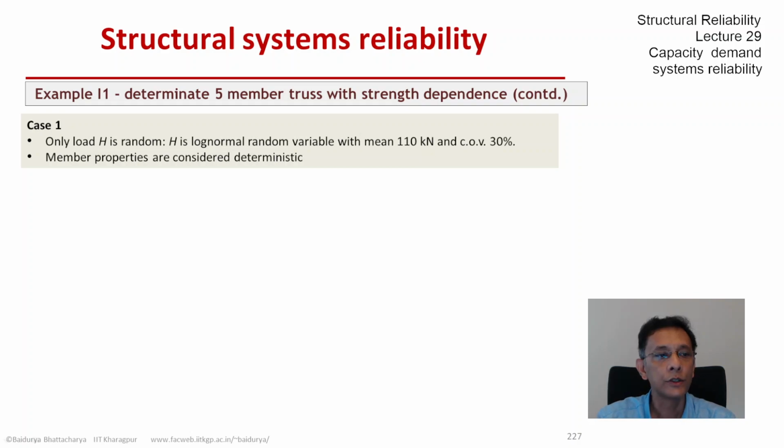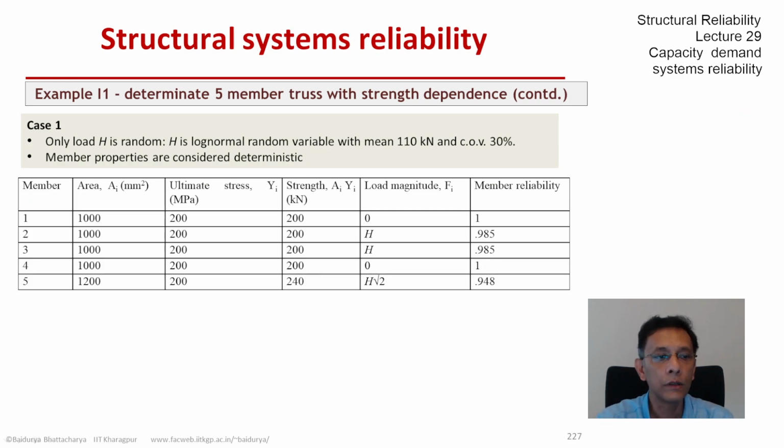problem. So in case 1, a very simple structural analysis gives us all the member forces. So we have in the column on the right the load magnitudes, and if we compare that with the member strength, which is area times yield, we can find the probability that the strength will be greater than the member load Fi, and on the very right column, that's why you see we have listed the member reliability.